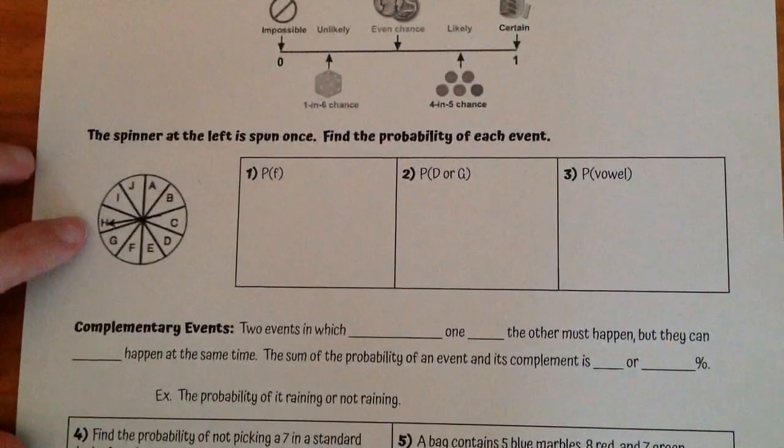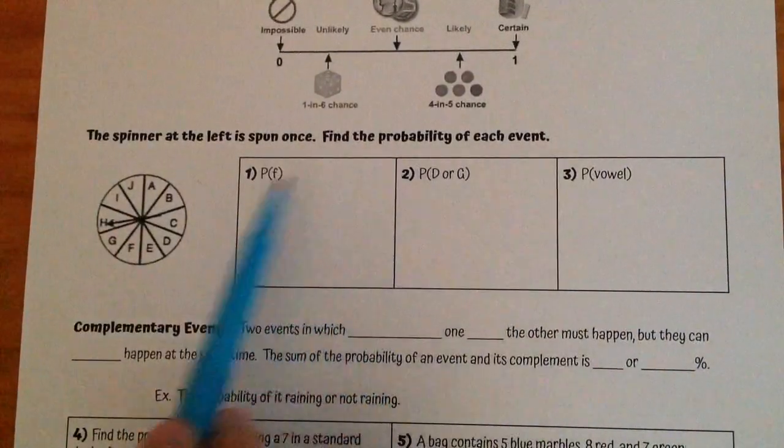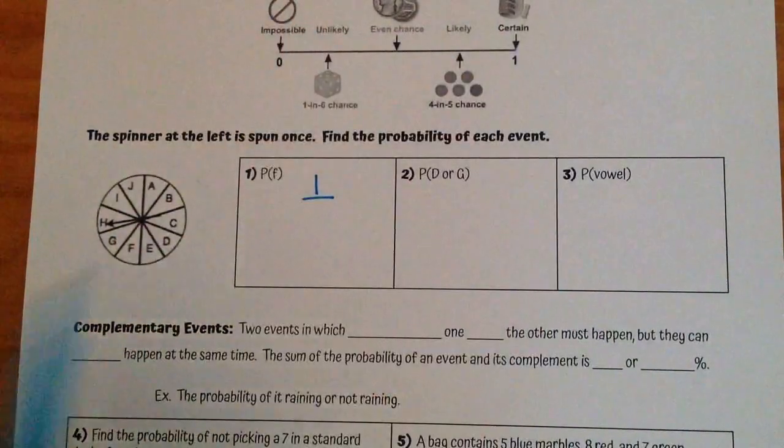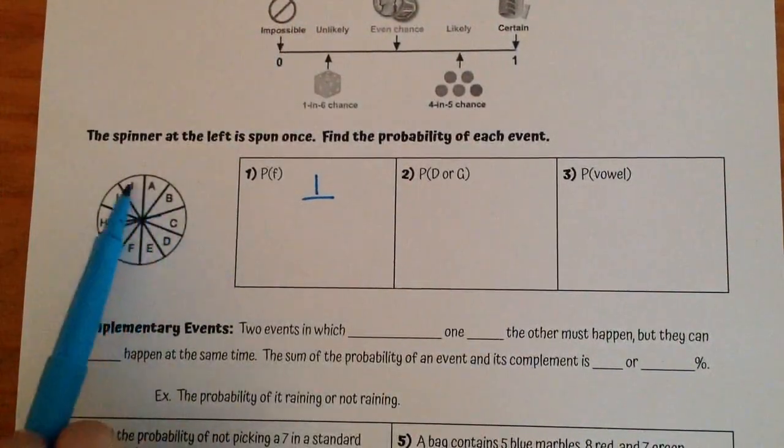So first, let's look at using a spinner. So what is the probability of F? Well, there is one F, so that's the favorable outcome out of 1, 2, 3, 4, 5, 6, 7, 8, 9, 10.